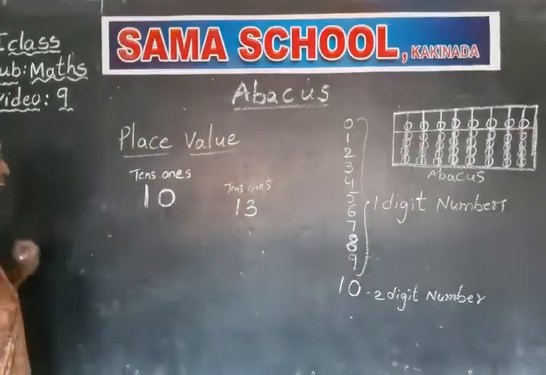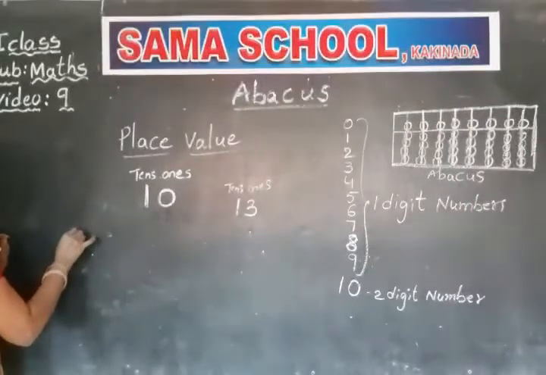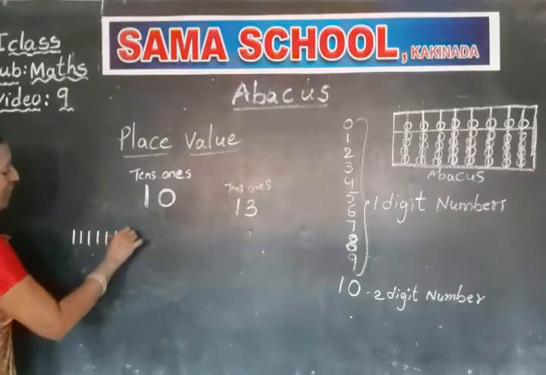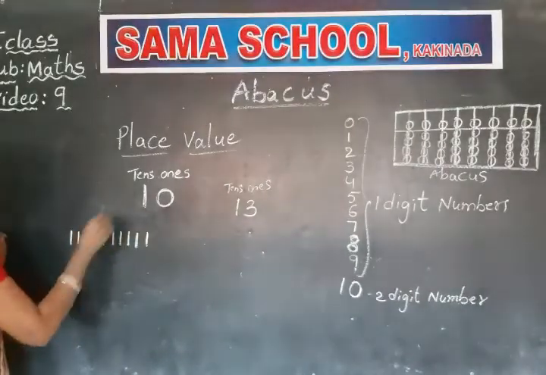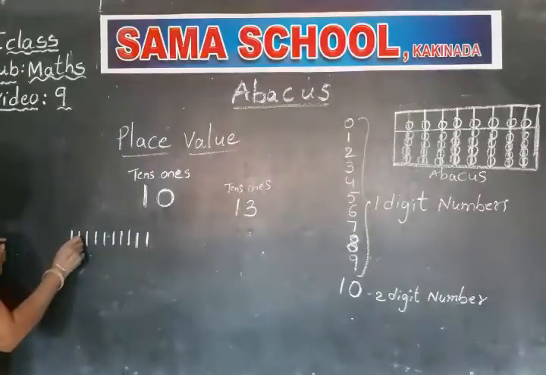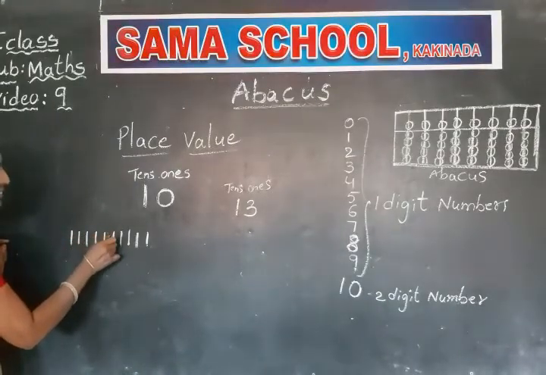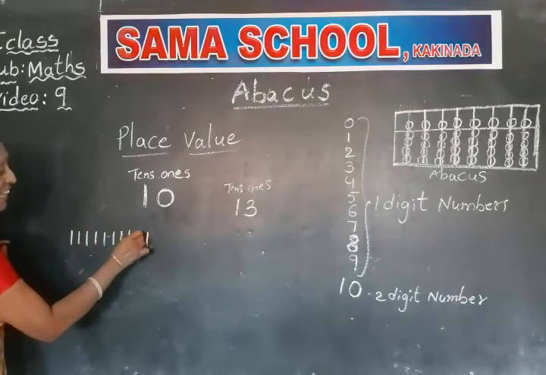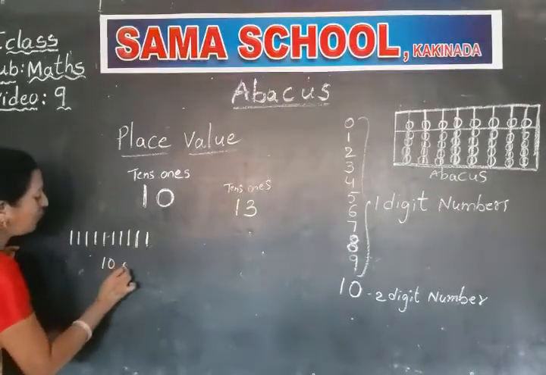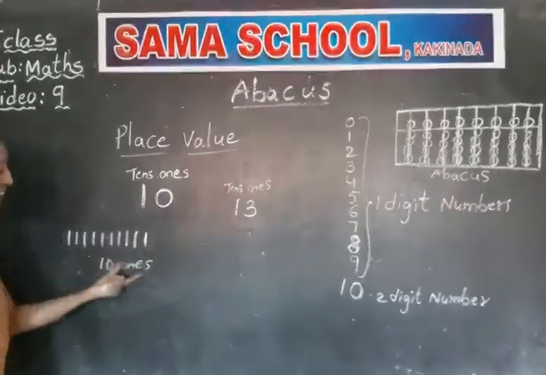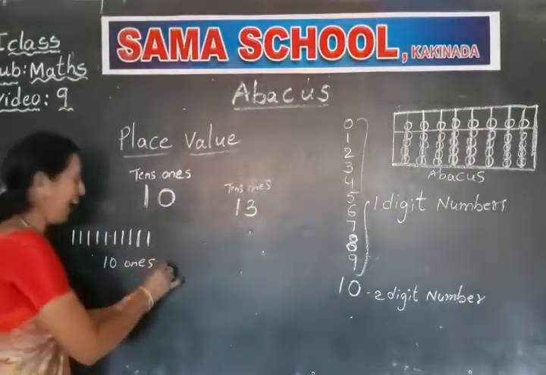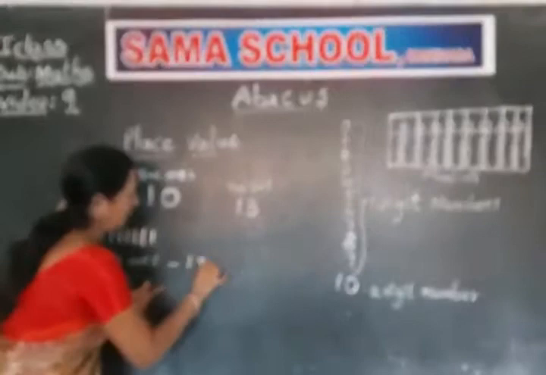How? See here. Here I draw 1, 2, 3, 4, 5, 6, 7, 8, 9, 10. How many lines are here? 10. These are the 10 ones. These 10 ones are called one ten.